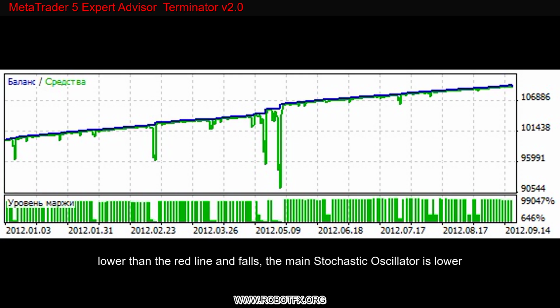When the green line of the I trend indicator is lower than the red line and falls, the main stochastic oscillator is lower than the signal and falls staying between high and low levels, RSI falls, and MFI falls, then a sell opens. Initial position volume is equal to the lot variable, or calculated proportionally to free assets by the maximum risk variable when lot is 0. If a position becomes unprofitable, its volume is increased.